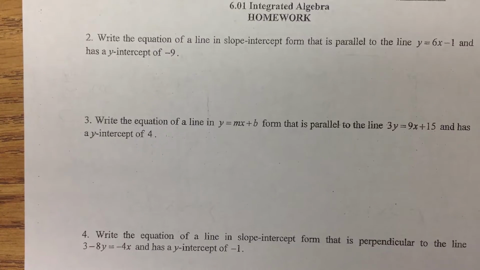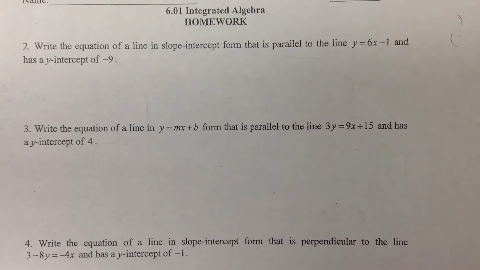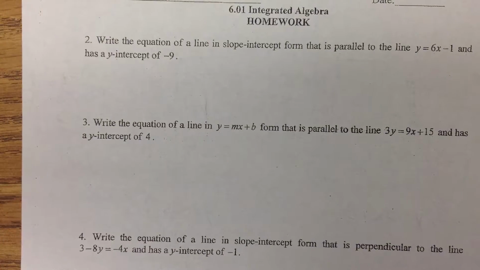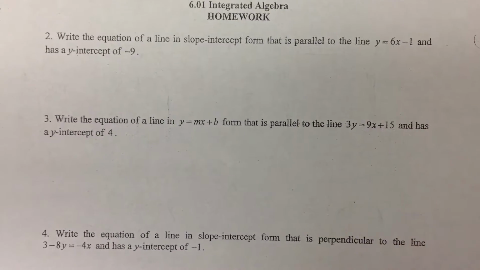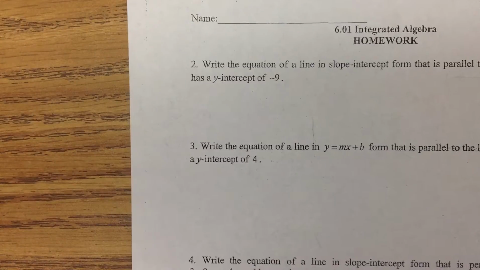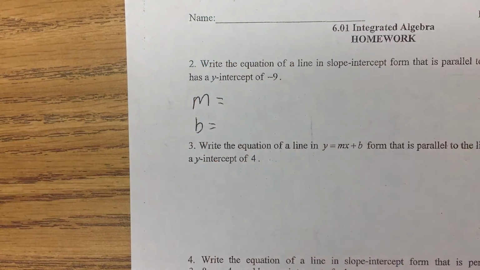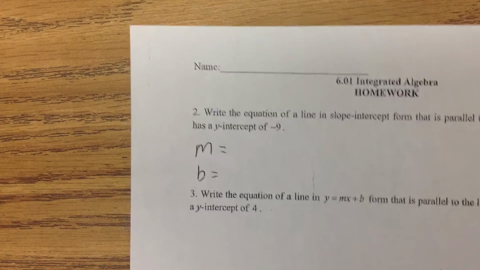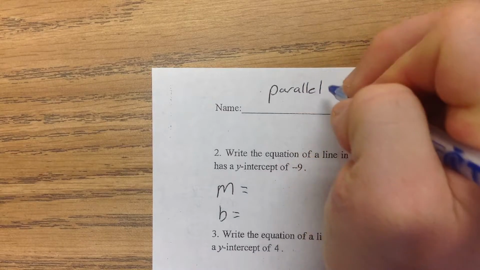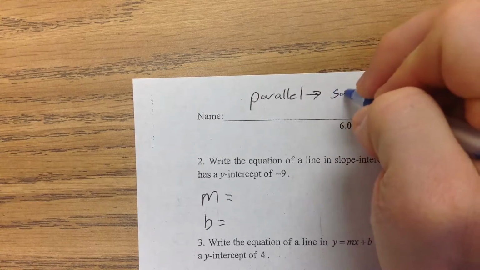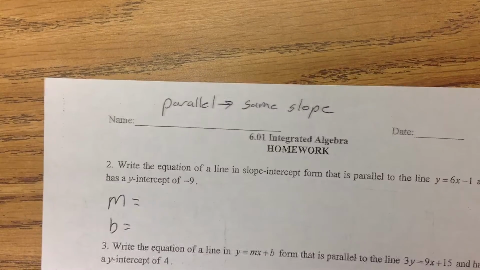All right. The back says, write the equation of a line in slope-intercept form that is parallel to the line y equals 6x minus 1 and has a y-intercept of negative 9. So we still need our m and our b. It's just we're getting them in slightly different ways. All right, and here's what you have to remember. When lines are parallel, they have the same slope.